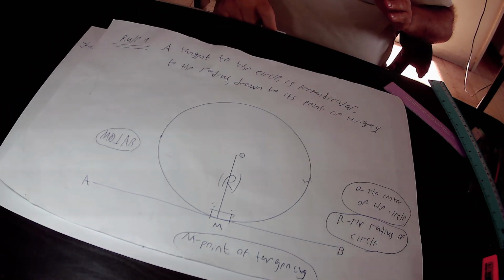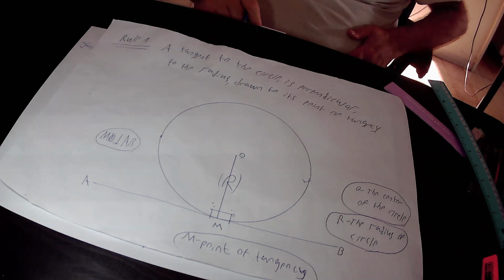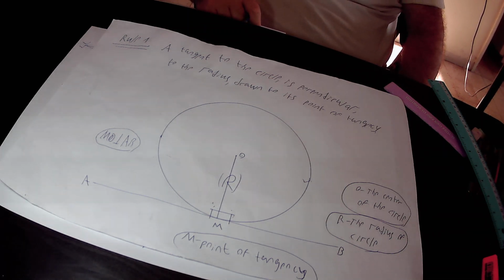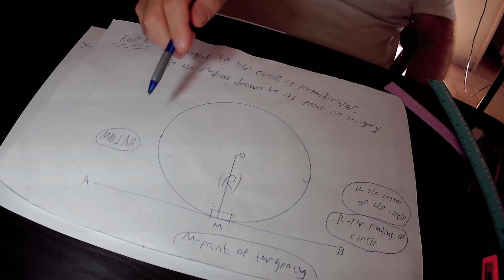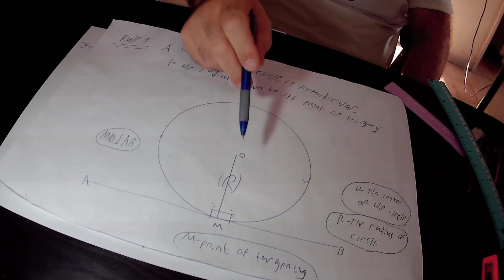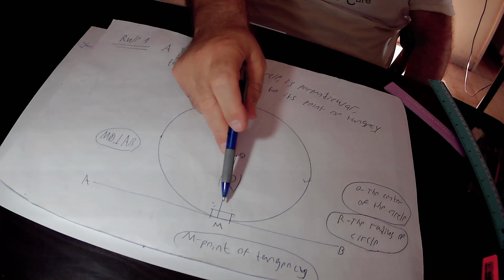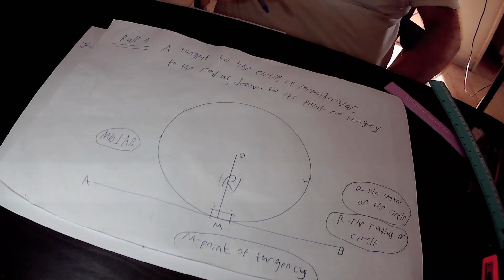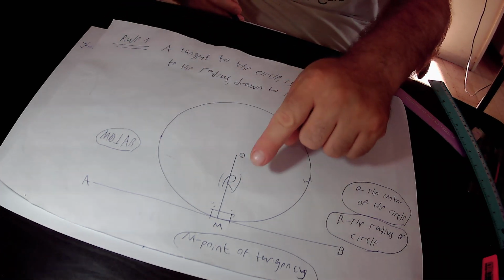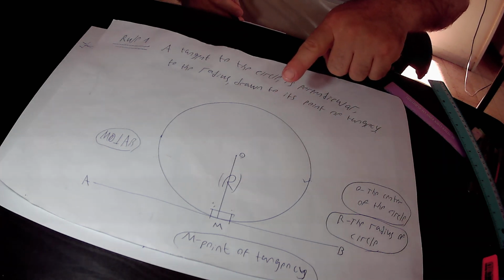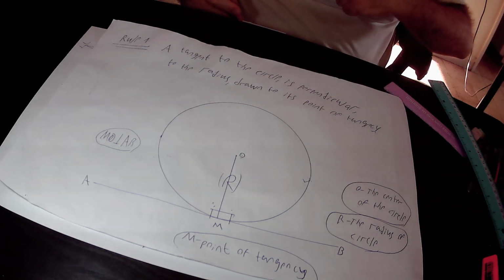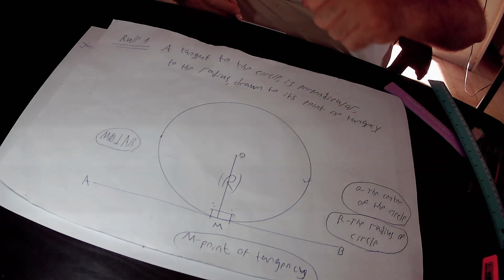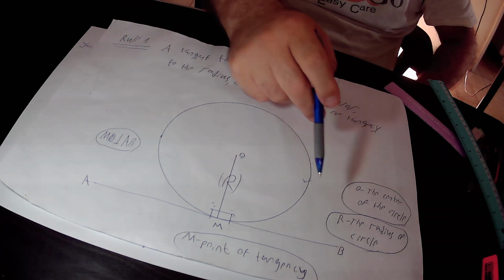According to rule 1, a tangent to the circle is perpendicular to the radius drawn to its point of tangency. So in the drawing we have a circle, and we have also tangent AB that is tangent to this circle at point M. Point M is the point of tangency of tangent AB with this circle. In addition, we have also the radius OM, equal to R, drawn to point M, the point of tangency of tangent AB with this circle.